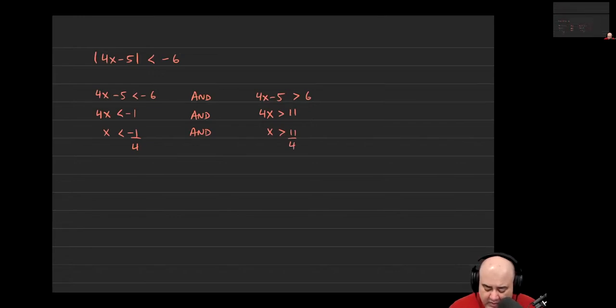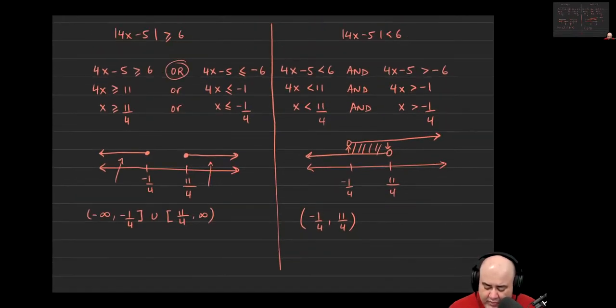These numbers should look very familiar because we're using essentially the same problem as before. We're just tweaking it slightly. The 6 is becoming a negative. Everything else is essentially the same.